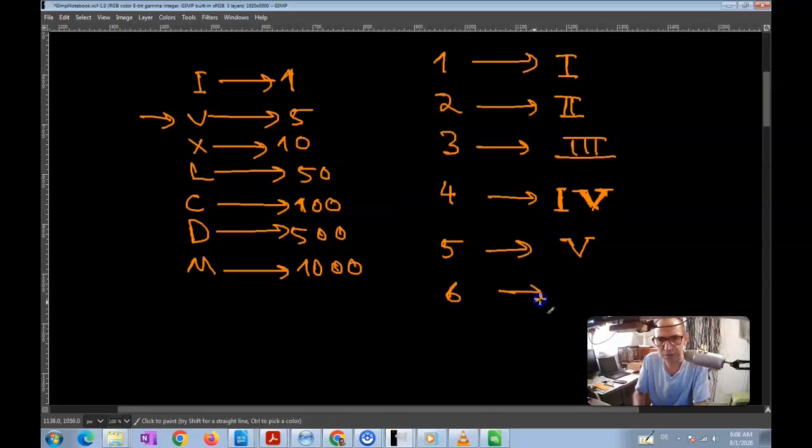If you want to write a 6, you cannot use essentially 6 of these ones put together. You have to use a 5 again, but then add 1 to it. And adding 1 to it, you put the 1 on the right hand side of the character. That means you're adding to it, right?